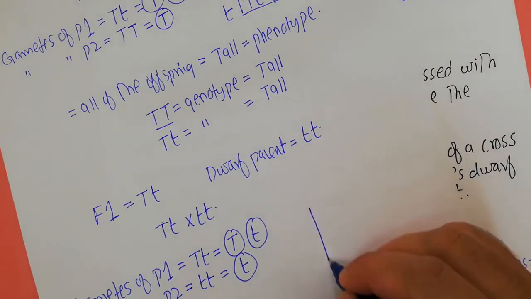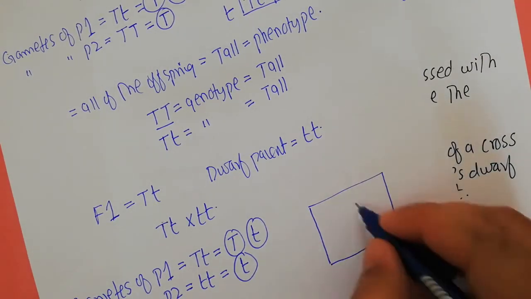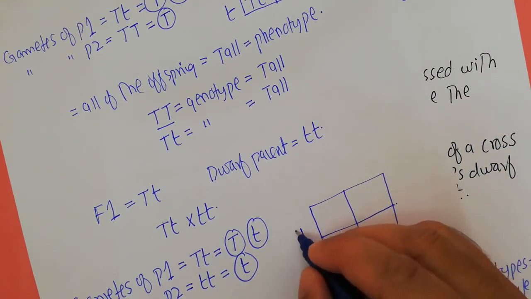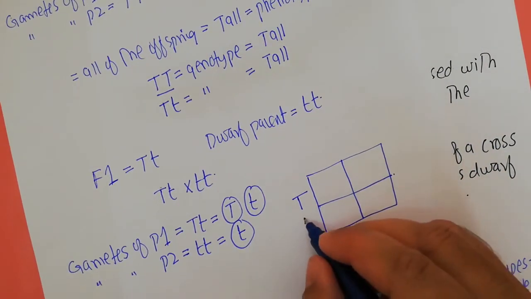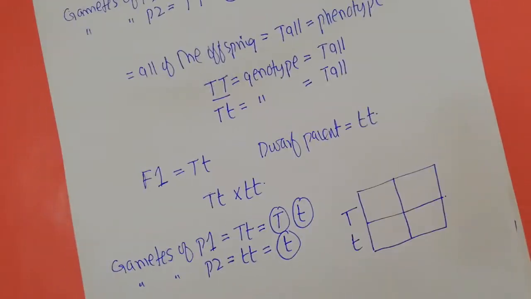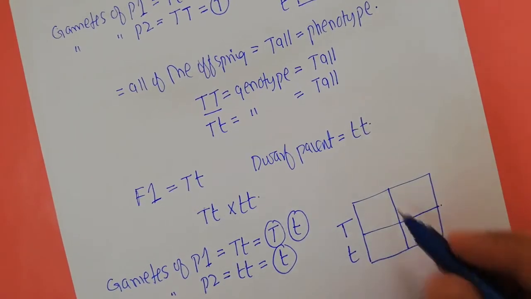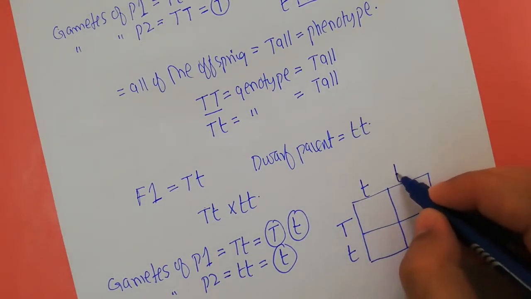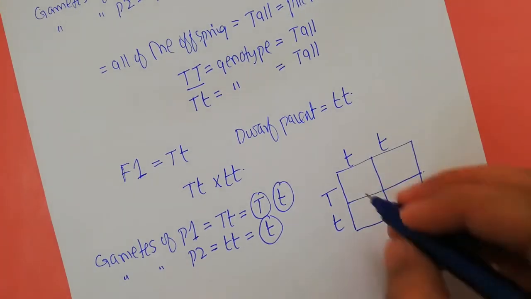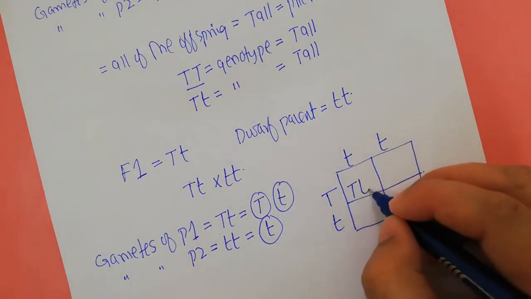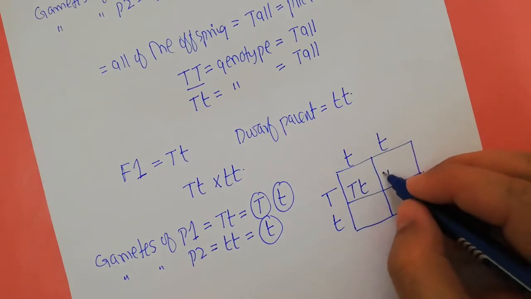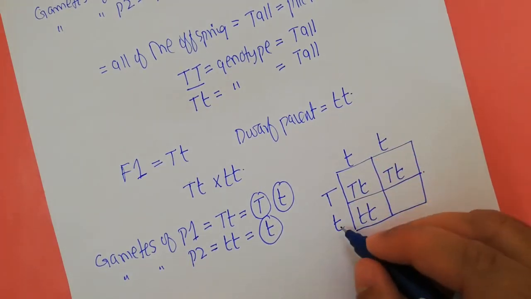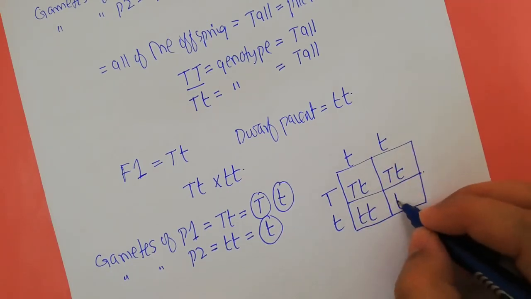If you cross them, if you make a Punnett square for this, the side is going to show you the gametes of this parent with capital T and the small t, and the top side of the Punnett square is going to show you the gametes of the other parent, and that will be of course only the small t and the small t. So if you cross them, you combine the capital T with the small t, the small t with the small t, and this small t with this small t.